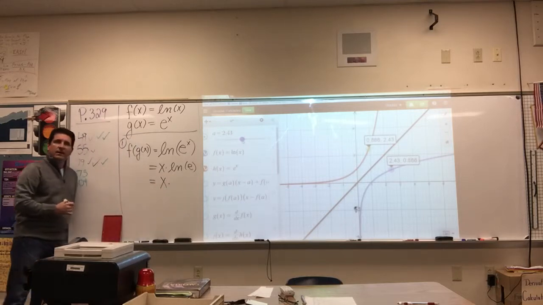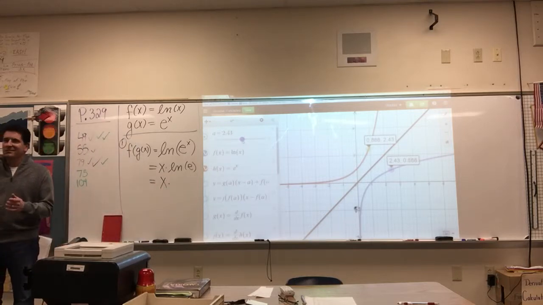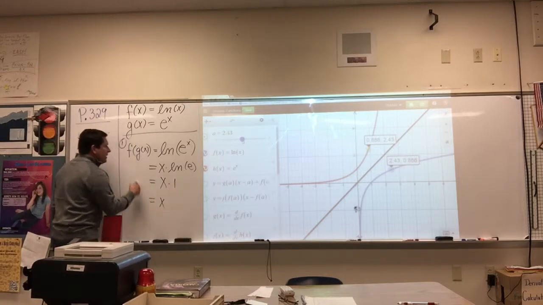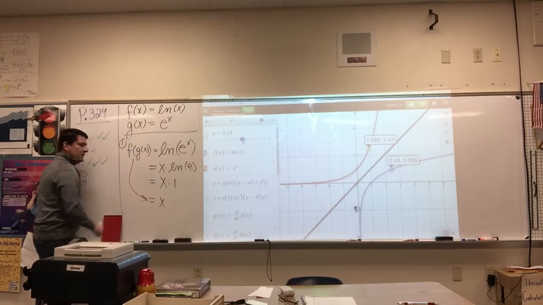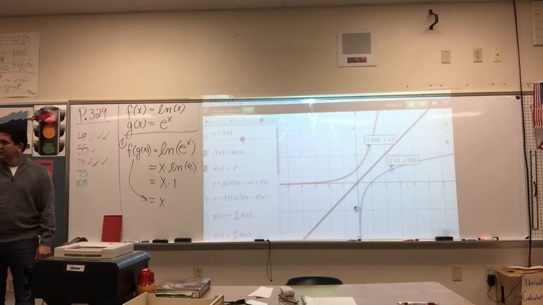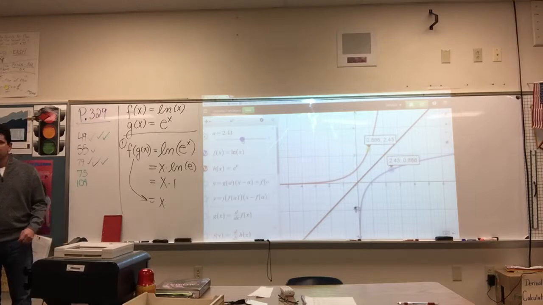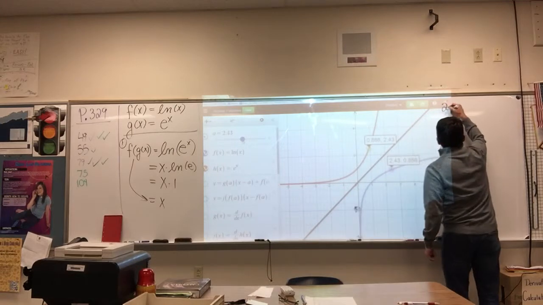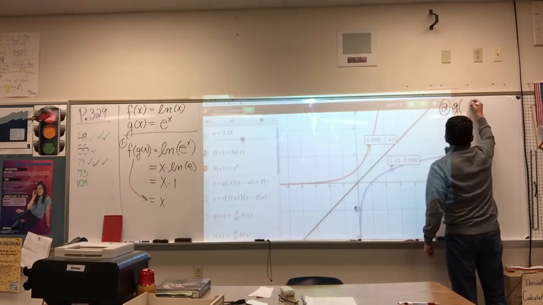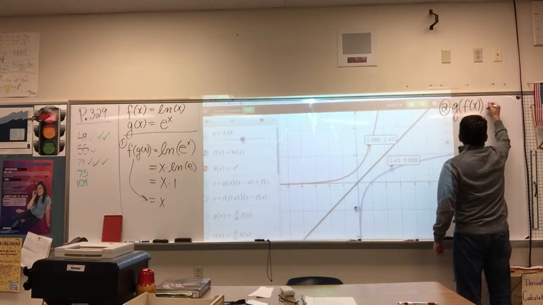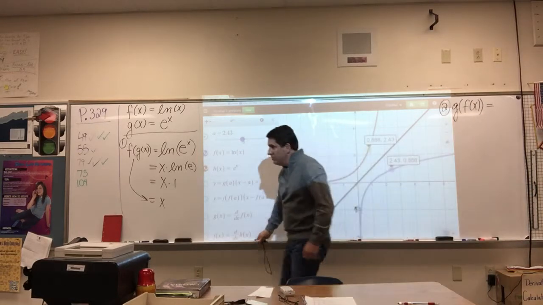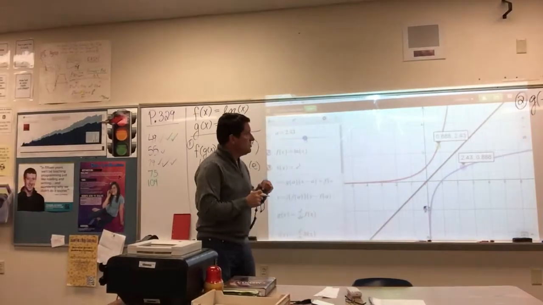What's the natural log of e? 1. So therefore, f of g of x is equal to x. Okay? 1 down, 1 to go. Okay. So the second one is, what is g of f of x? What is that equal to? What is g of f of x?